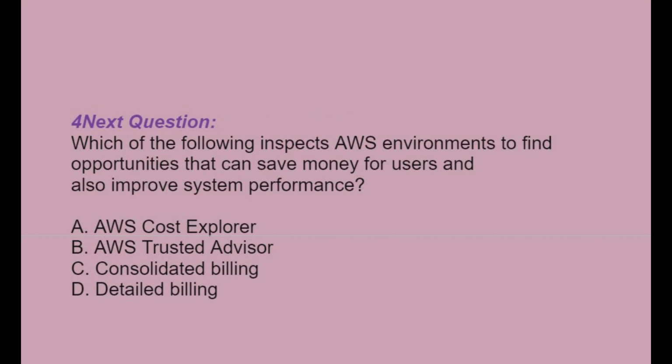Question is which of the following inspects AWS environments to find opportunities that can save money for users and also improve system performance? Option A, AWS Cost Explorer. Option B, AWS Trusted Advisor. Option C, Consolidated Billing. Option D, Detailed Billing. Correct answer is option B.